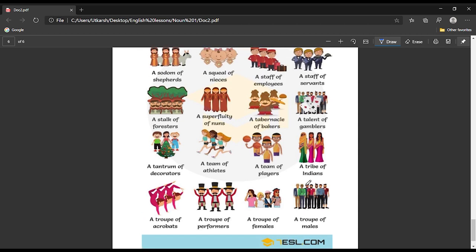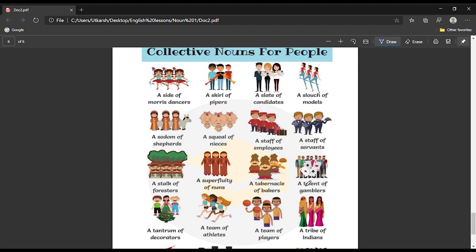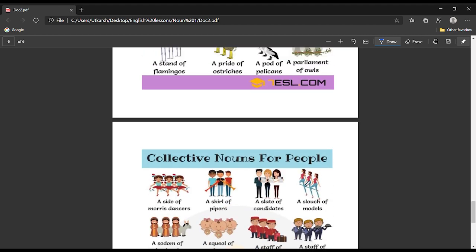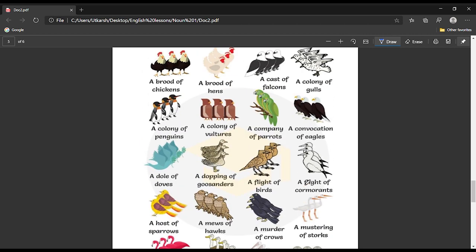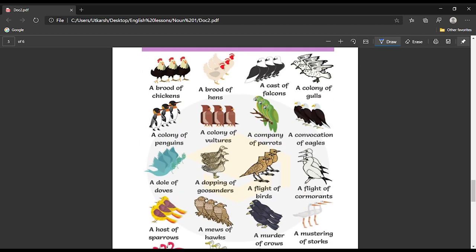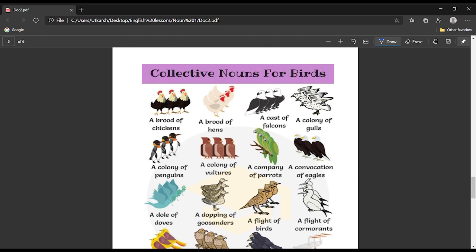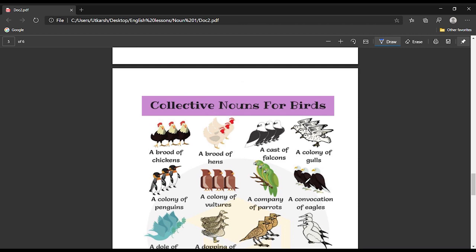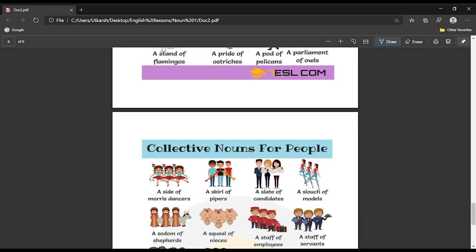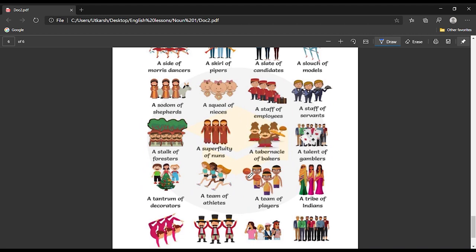So children, we have seen these interesting various collective nouns for people and collective nouns for birds. You can just note it down in your copy and learn it by heart if you like. It will be much easier for you in your next classes to understand collective nouns. And you can use this when you are writing a story or an essay or a letter to someone. You can use these phrases and it creates an impressive writing. So you can use this type of collective nouns for birds and collective nouns for people when you are mentioning them in your writing skills.